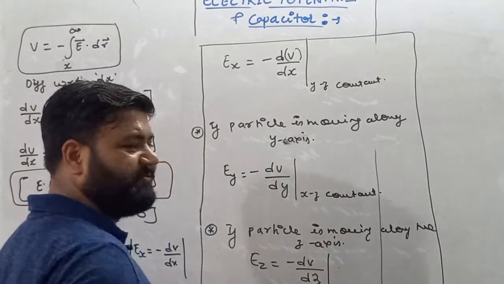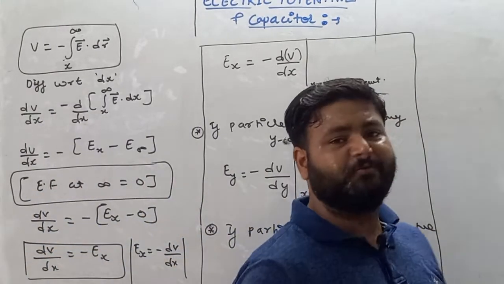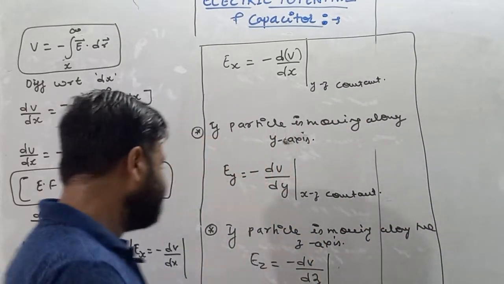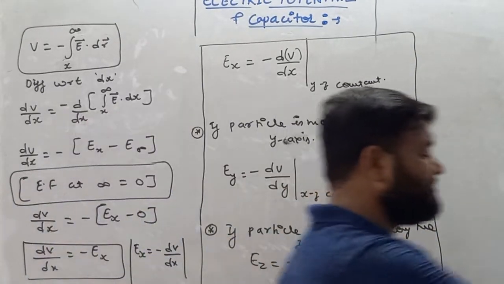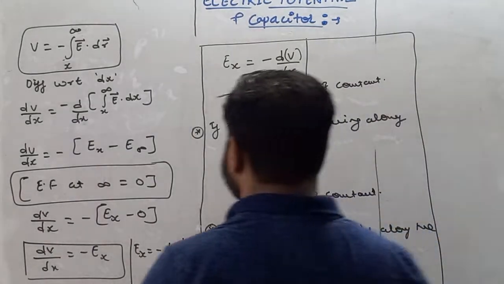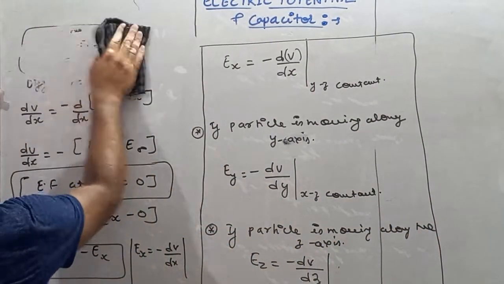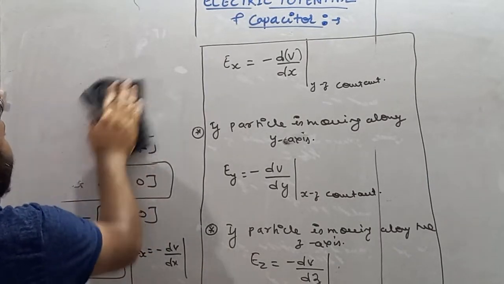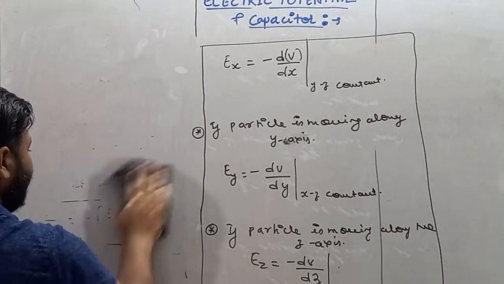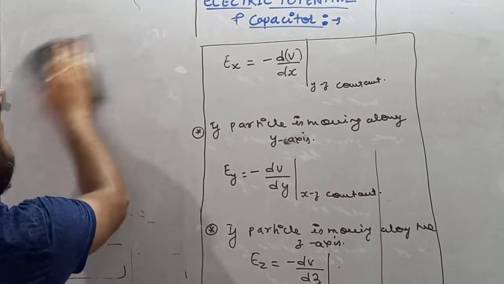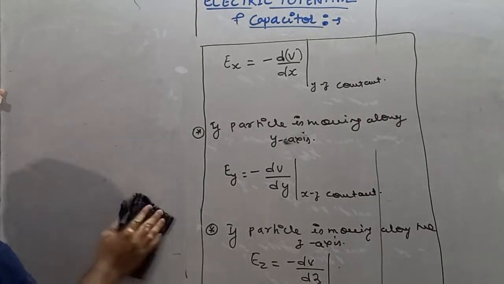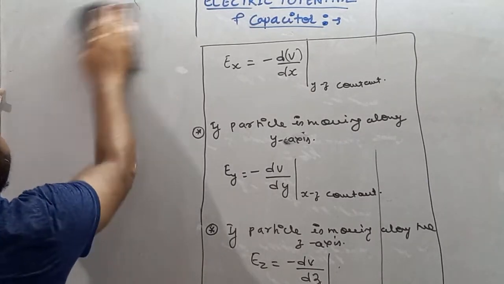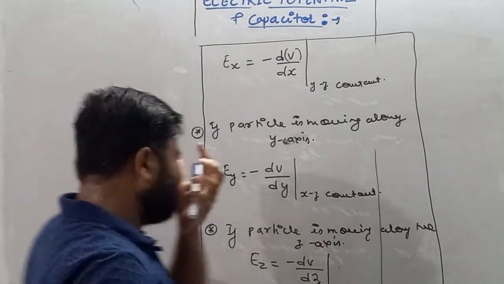Write it down as a note: if we differentiate a scalar quantity, we get a vector quantity.